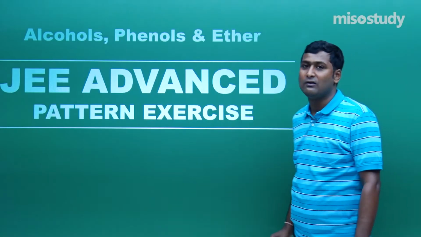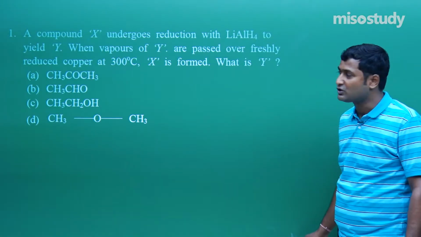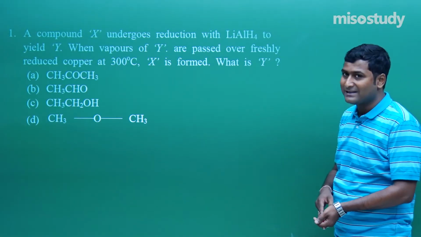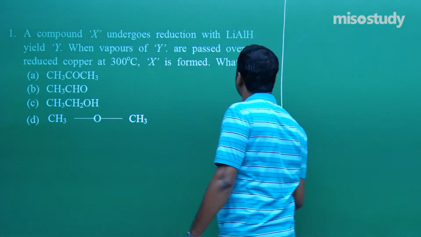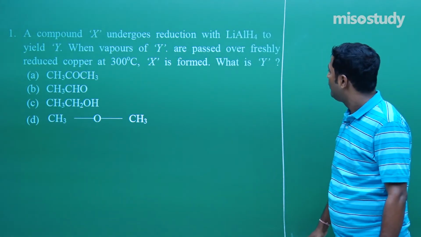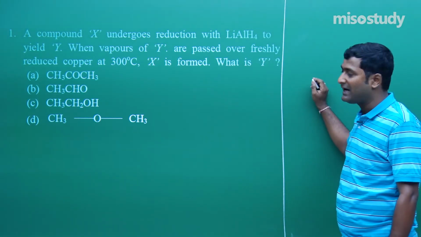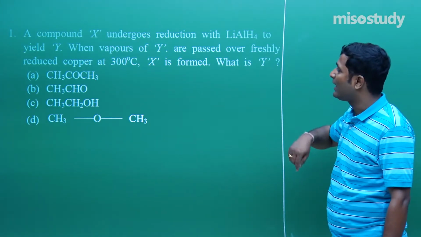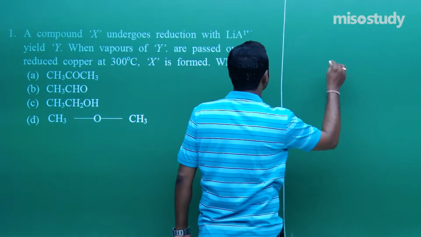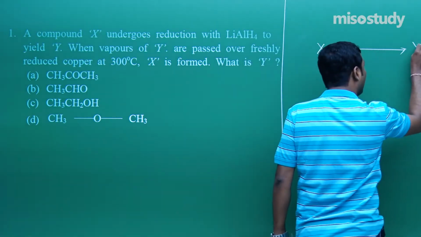The topic is alcohol, phenol and ether. So let's move to the question answer round. My first question is: a compound X undergoes reduction with LiAlH4 to give Y. When vapors of Y are passed over freshly reduced copper at 300 degrees Celsius, X is formed. What is Y?